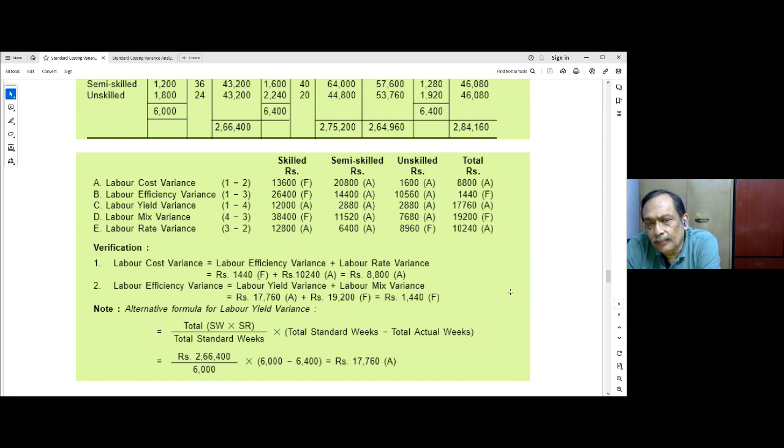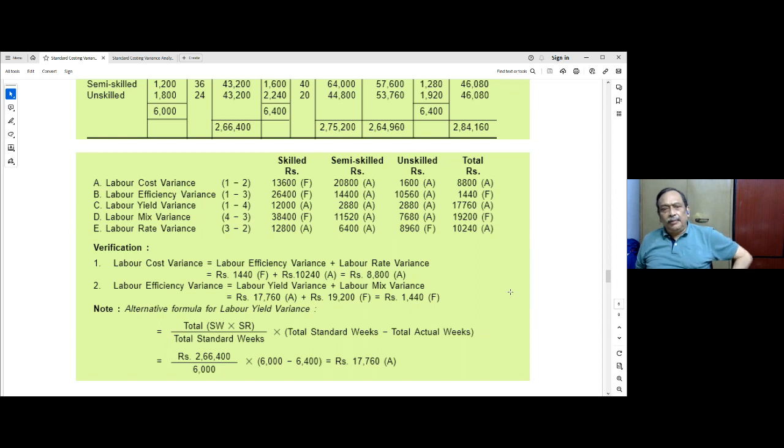Then labor yield variance is 1 minus 4, that is 12,000 adverse, 2,880 adverse, and 2,880 again adverse for unskilled. So total comes to 17,760 adverse. The labor mix variance, we have 4 minus 3, that is 38,400 favorable, 11,520 adverse, 7,680 adverse, and 19,200 favorable.